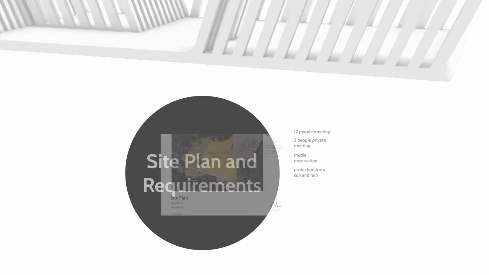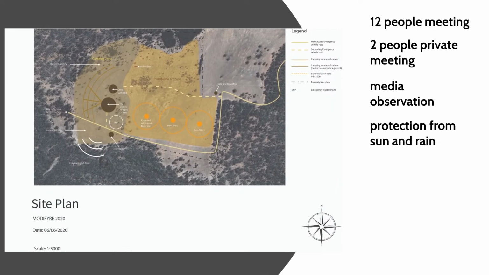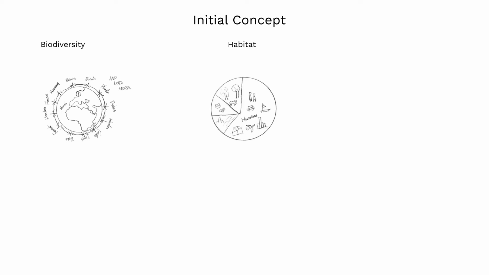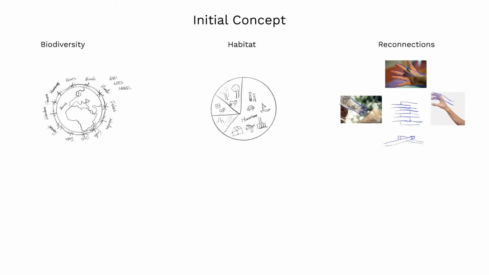The pavilion will be located near the camping area, surrounded by other activities. It is a message to be seen, built following these instructions. The pavilion is not just a structure, but also a messenger. The design concept is around these elements: biodiversity, habitat, reconnections. How do we achieve those in our design?